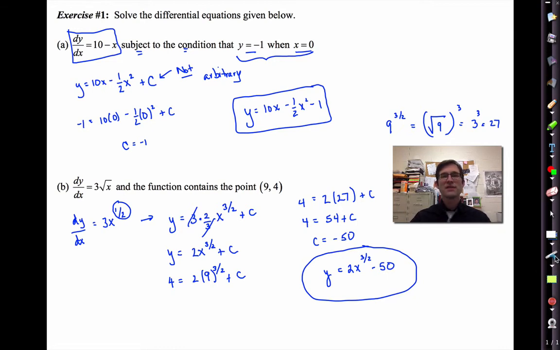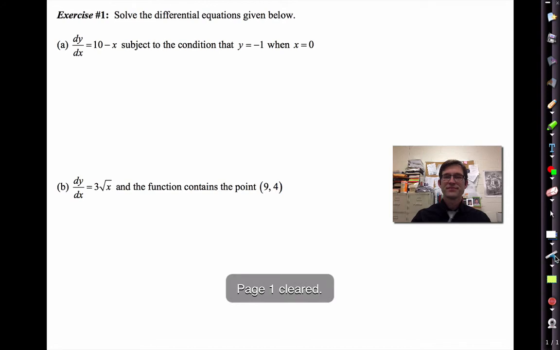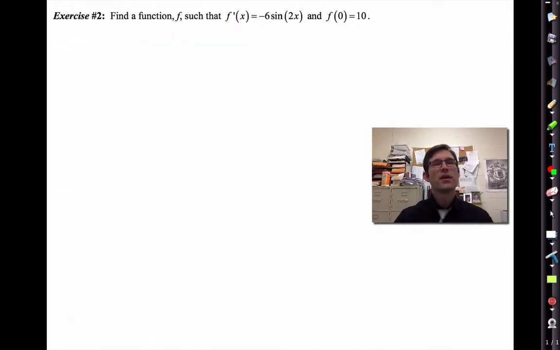All right, I'm going to clear out the text, then we're going to do some more. So copy down what you need to. All right, here we go. Next page. Find a function f such that f prime is negative 6 sine 2x and f of 0 is 10. Pause the video again and see if you can find this function.